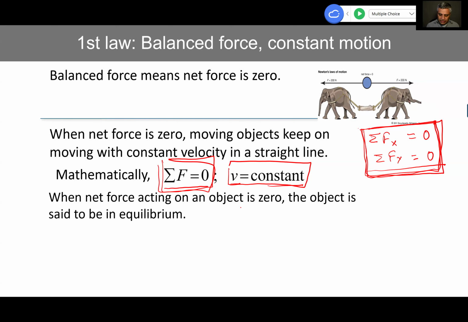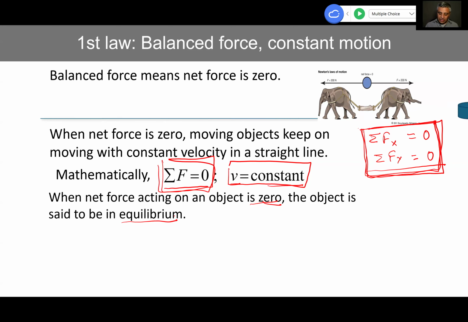So when net force is 0, then we say the object is in equilibrium. Sometimes rather than saying net force is 0 or forces are balanced, we may simply say the object is in equilibrium. That means net force is 0. That means either the object is not moving or moving with constant velocity. So when an object is in equilibrium, what does that mean? Either the object is not moving at all or moving with constant velocity.